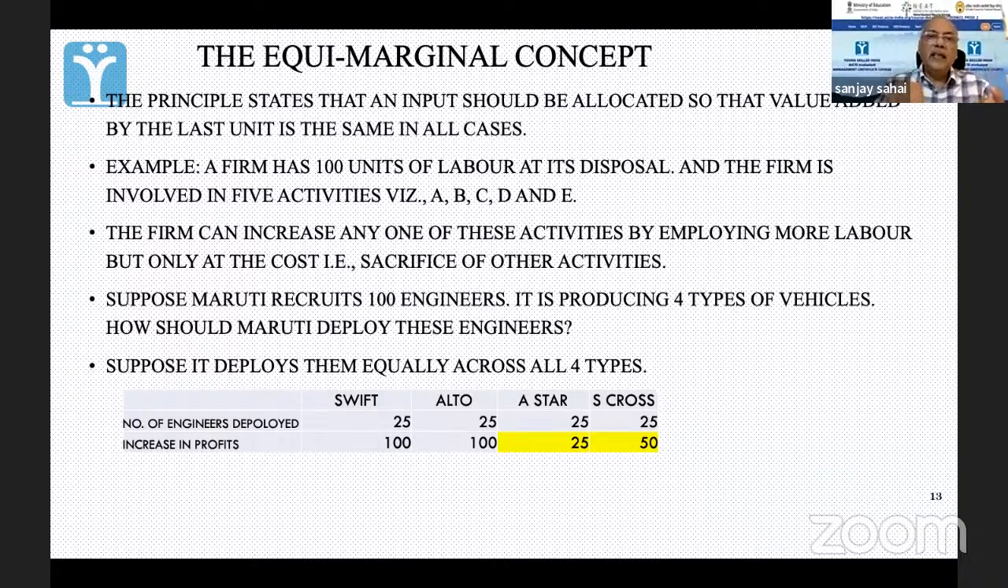So the person who took the decision now has to go back and think, has he made this deployment correctly or not? Because when he deployed these engineers in Swift and Alto, he was able to sell more of those vehicles and get a higher profit. But when these engineers were employed in making A-Star and S-Cross, the sales increased, but not to the extent it increased in Swift and Alto. Then he will begin to think, is this deployment correct or not? Am I losing something here?